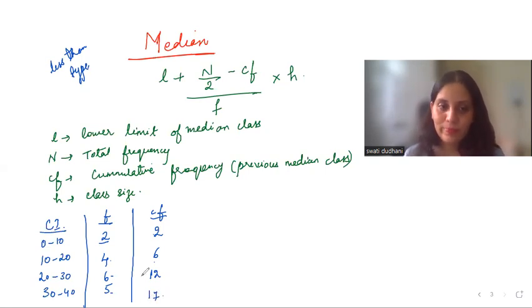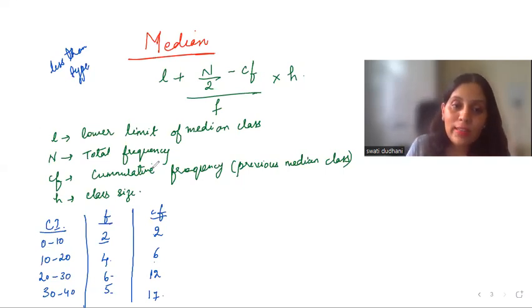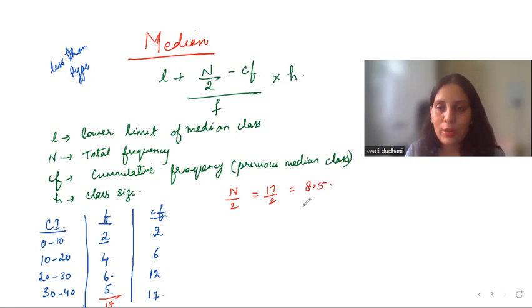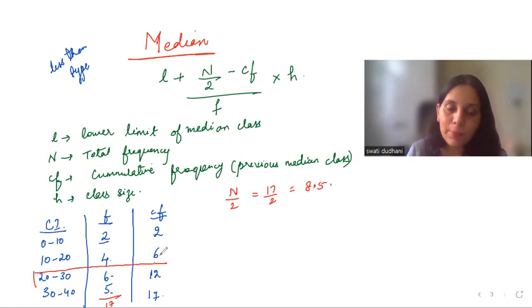Okay. Now, how do we find the median class? To find the median class, we will find n by 2. What is n by 2? n is the total frequency. Here, if I add, I should get this 17. So, 17 by 2 is basically 8.5. So, 8.5 falls in this 20 to 30. It doesn't come in 6. After 6 comes 12, so it falls here.